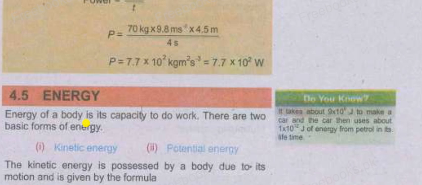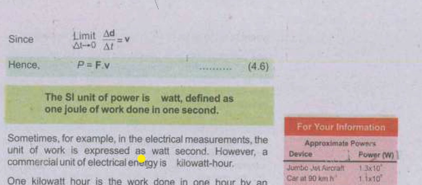There are two basic forms of energy. One is the kinetic energy and the second is the potential energy. So first is kinetic energy. The kinetic energy is possessed by a body due to its motion. So the energy possessed by a body due to its motion, अगर एक body move कर रहा है, that is in the state of motion, तो उसके पास जो energy होगी by this motion, that is known as the kinetic energy.